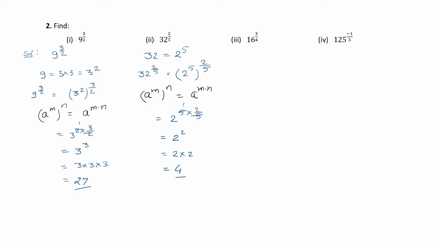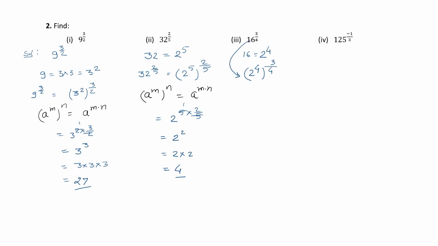So similarly next one is 16 की पावर 3 by 4. So 16 को हम लिख सकते हैं like 2 की पावर 4, right? So either we can write it 2 की पावर 4 यानी 2 into 2 into 2 into 2. So here 16 को हम लिख सकते हैं 2 की पावर 4 and it is की पावर 3 by 4. अगर हम इसको लिखें तो हम इसको इस तरह से लिख सकते हैं.